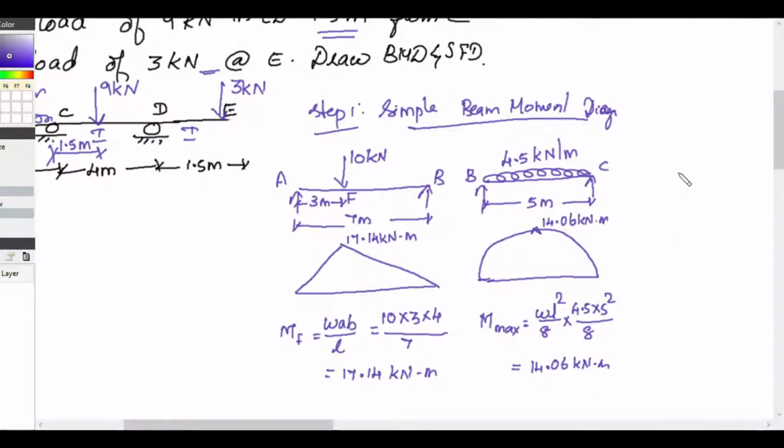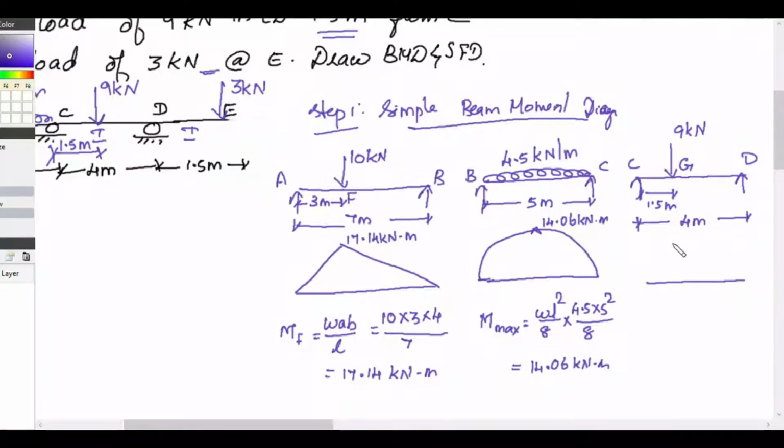While considering the span CD, this is C and D, we will assume the supports as simple supports. We have a 9 kilonewton concentrated load acting at a distance of 1.5 meter from C. At this point, we will take it as G. And the total distance is 4 meter. The span length CD is 4 meter. We know that to draw the simple beam moment diagram, the maximum magnitude will be at G.